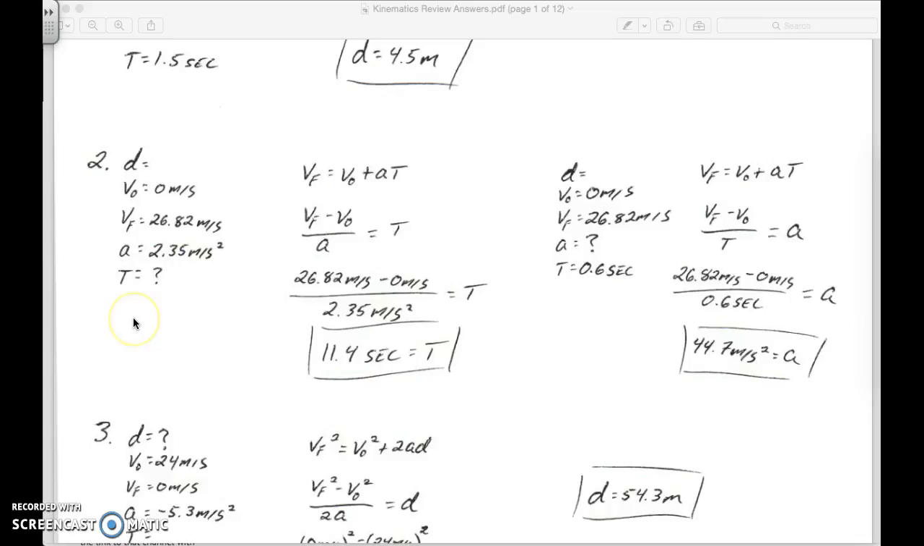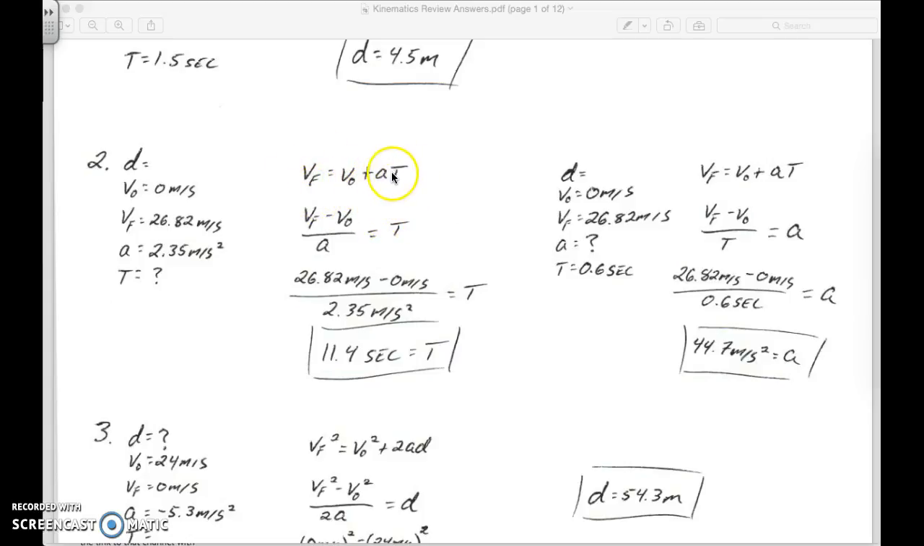And B, a top fuel dragster can go from 0 to 60 in 0.6 seconds. We're going to find the acceleration of the dragster, but that's going to be the second part. We're going to take a look at the first part, and what we need is to find t. What we don't have is the displacement. We look at our equations, which one does not have d in it? That would be vf equals v naught plus at.